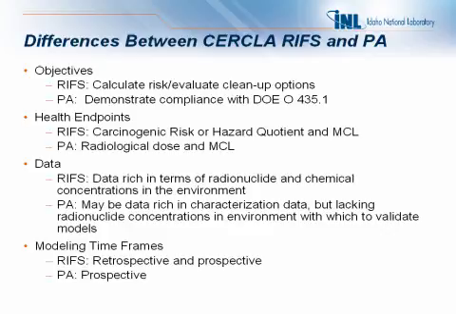Data: RI/FS is data rich in terms of radionuclide and chemical concentrations in the environment. You've got existing contamination. Ideally, PA is done before the facility is built. We may have lots of characterization data, but we wouldn't have contaminant concentrations in the future. We're talking about a prospective analysis. So there is very little data with which to really calibrate or even validate the model.